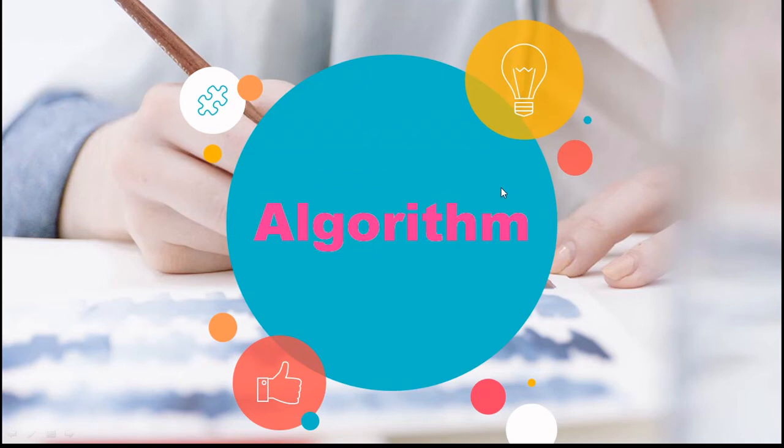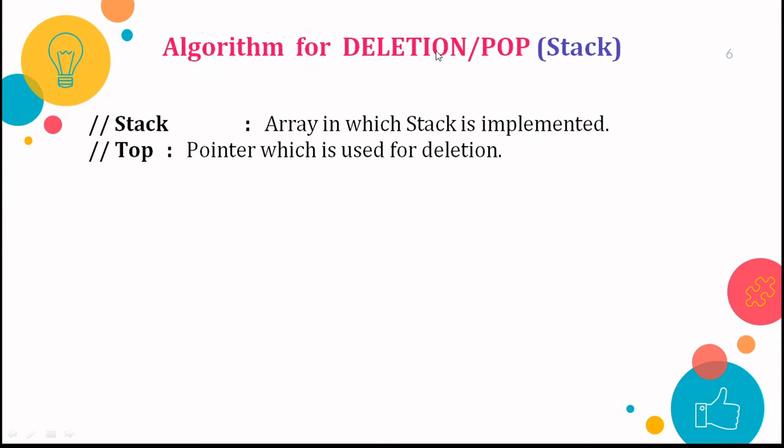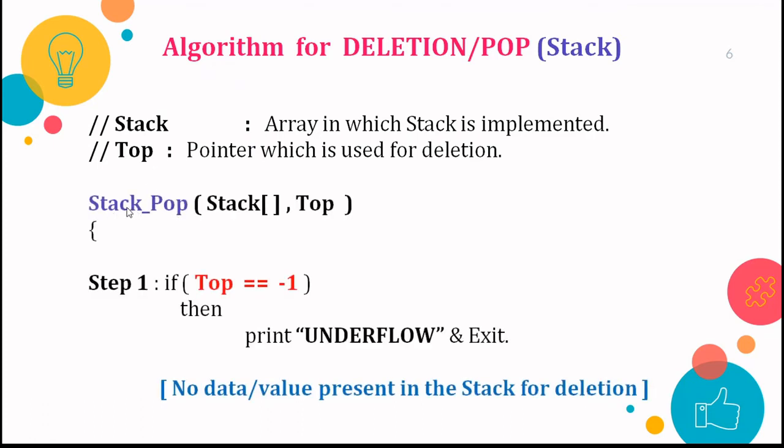Now let's understand the algorithm of pop operation in stack. So, the algorithm for deletion or pop in stack. We have a stack array in which you have to store the elements, in which some elements are already stored, right? And top is a pointer which is used for deletion, which is basically pointing to the last location where the data is placed. I have named the algorithm stack_pop, and here we are given the stack and the top. The top is pointing to the location where you have the topmost element.